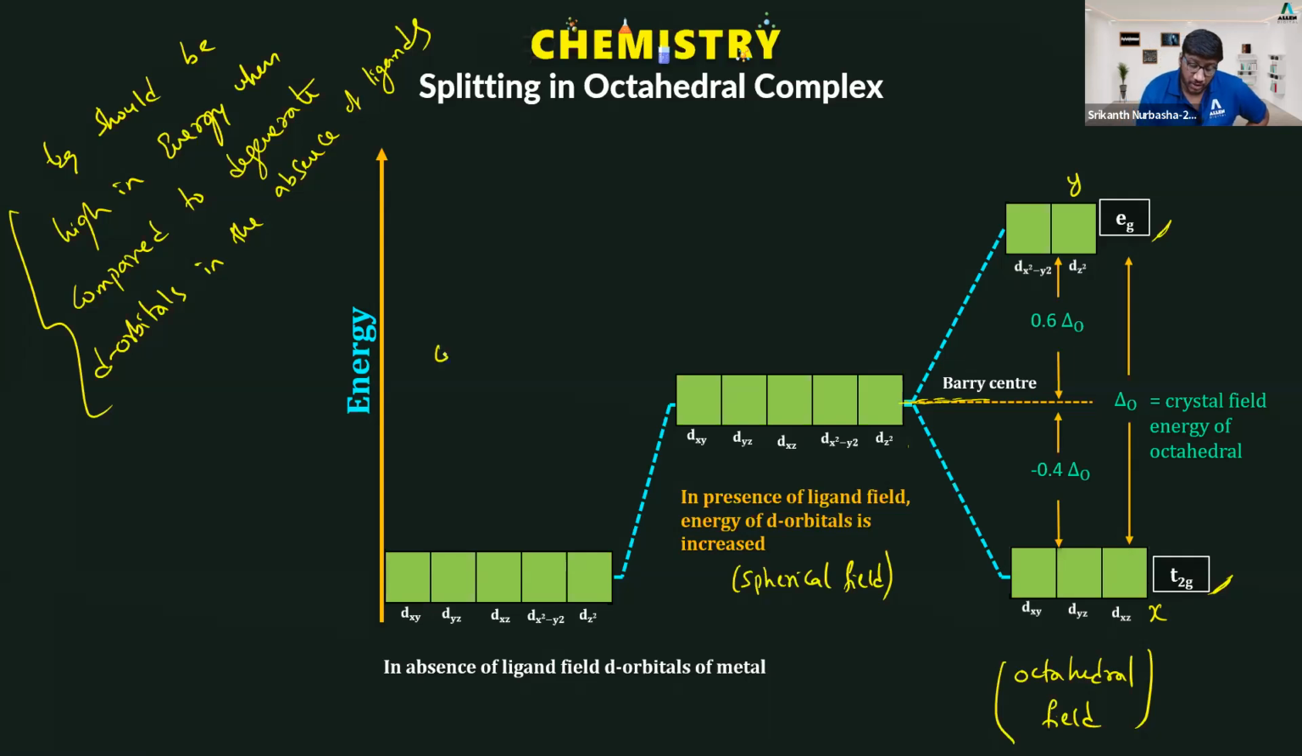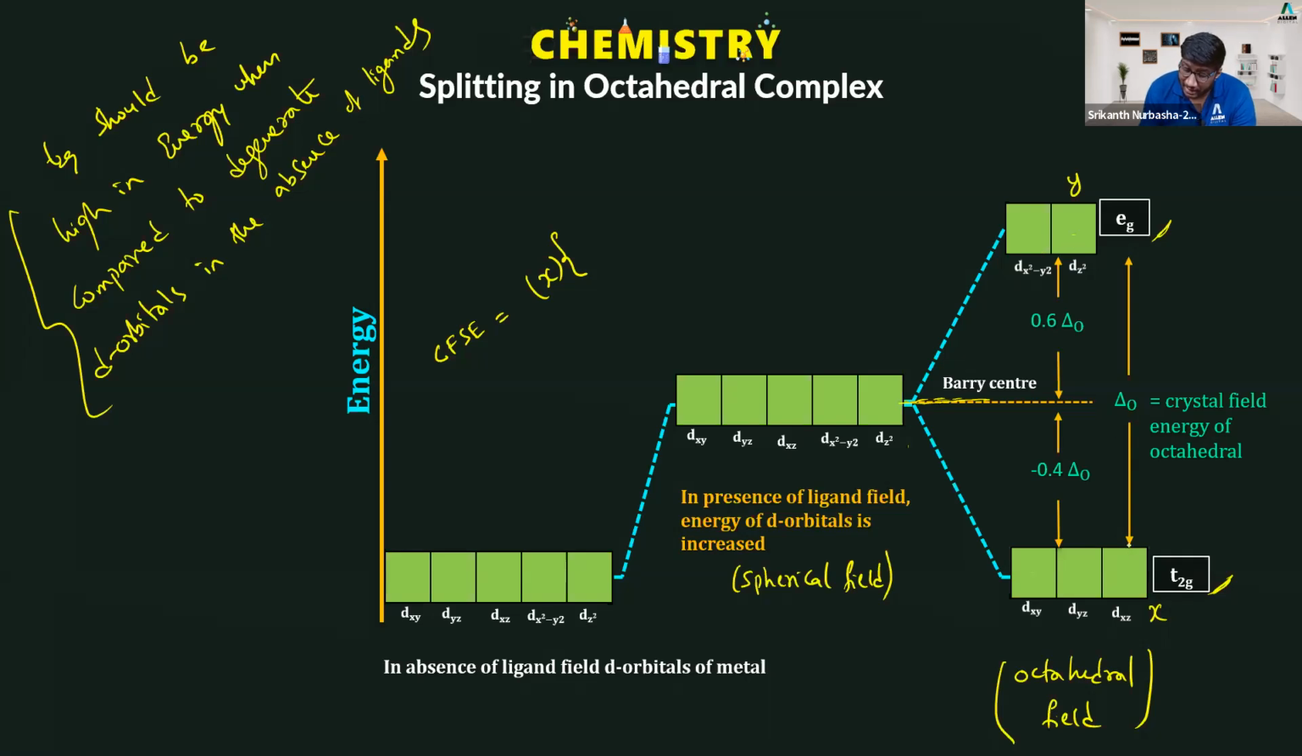So CFSE should be equal to, you can write this formula like this. We have X electrons in the T2G. So X, the energy of the T2G. T2G means how many d orbitals are there? 1, 2, 3, 3 d orbitals are there. EG means 1, 2, 2 d orbitals are there.